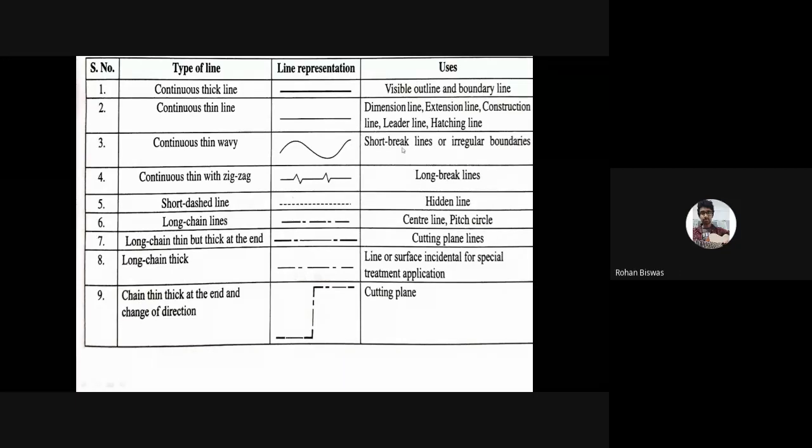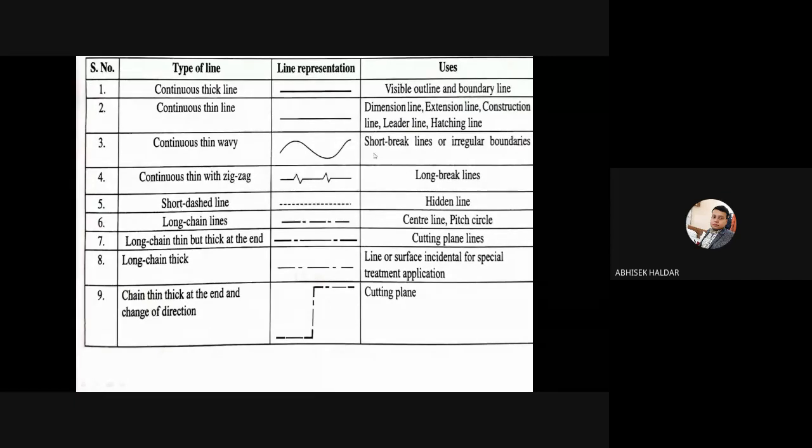Sir, will you provide this PDF later? PDF means this lecture I will share. I am not going to share this PPT, but this lecture I will share after the class. Thank you, sir.